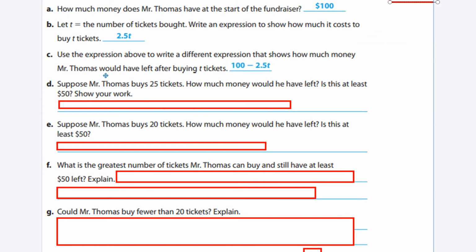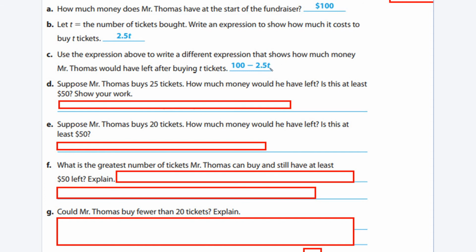Think about this. How much money would Mr. Thomas have left after buying T tickets? Well, if he has $100, you subtract $2.50 per ticket. So this is how you would write the expression, right? Because every ticket is $2.50.